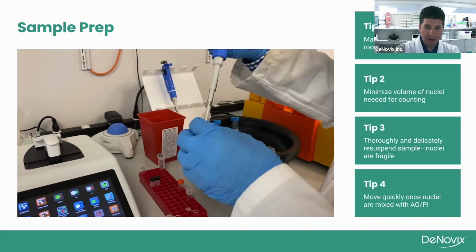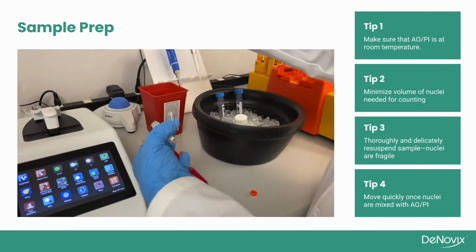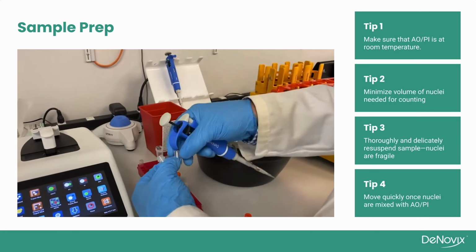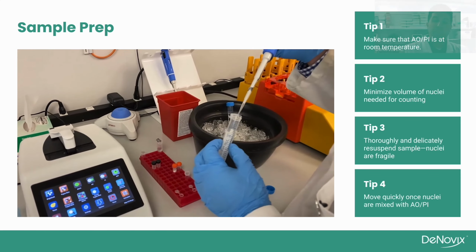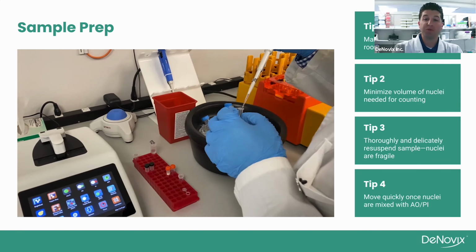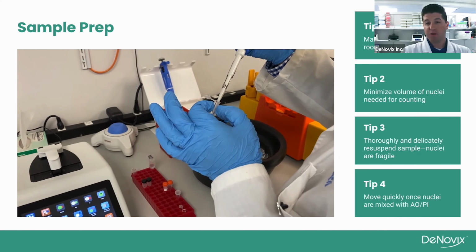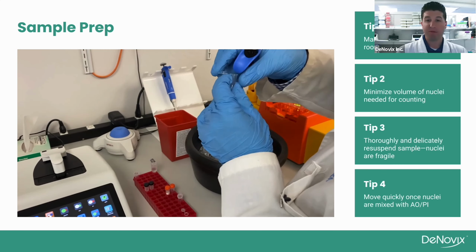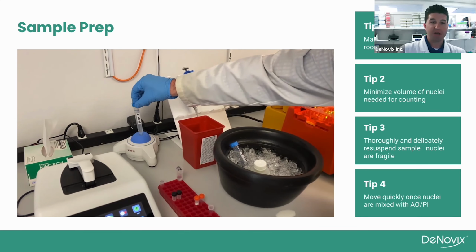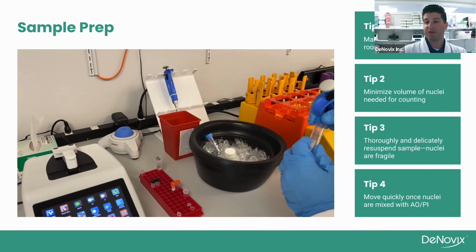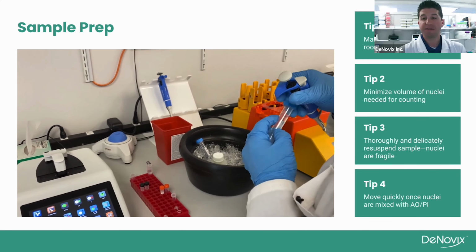So again, I'll show you another brief montage of prepping our sample here. As I've pointed out, the first tip is making sure that your AOPI is appropriately warm to room temperature. It doesn't take too long, just a few minutes, but it is important to do. It's ideal to minimize your volume of nuclei counted. A lot of times these don't yield a lot of sample volume, so you don't want to take 10% or 20% of your sample just so you can do a nuclei quantification. So we actually have options on the CellDrop where you can use less than 10 microliters of your nuclei sample to make sure you maximize how much you're inputting on your final analysis.